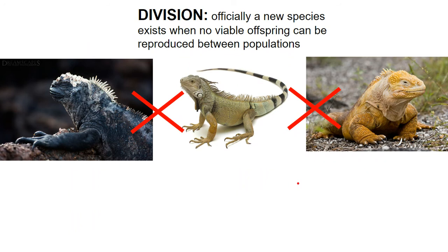The final step of speciation is division. We say we have an official new species when no viable offspring can be reproduced between populations. So these guys can't make babies anymore, and these guys can't make babies anymore. So we have officially new species that have come about.